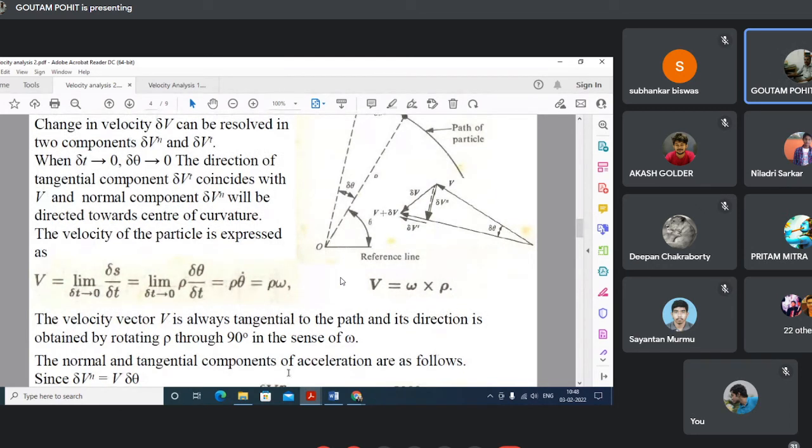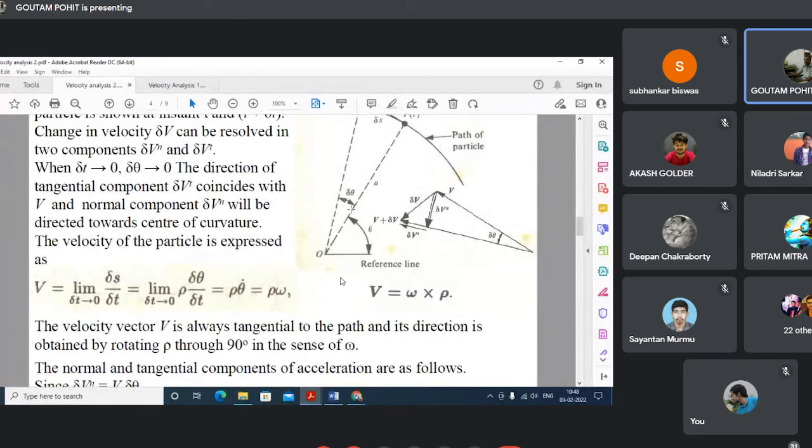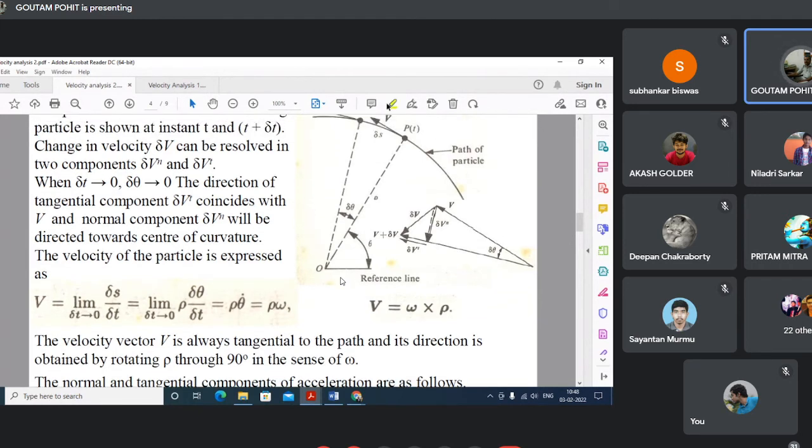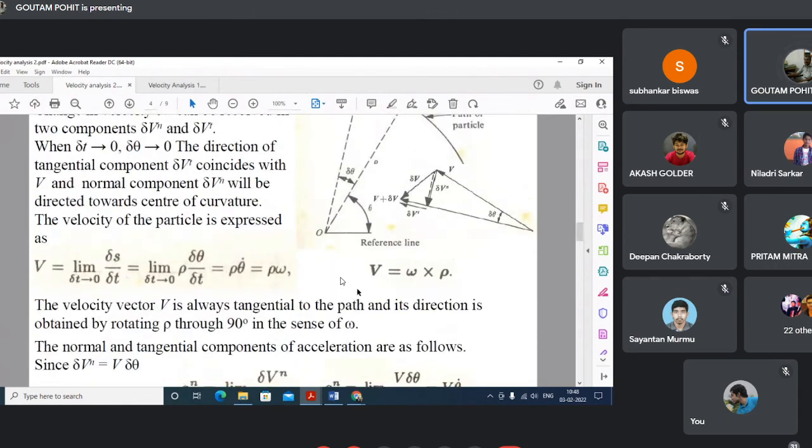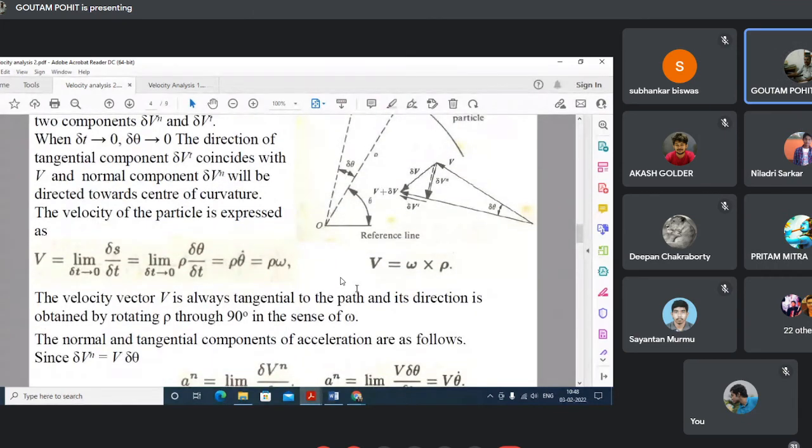Now, the velocity vector v is always tangential to the path, and its direction is obtained by rotating rho through 90 degrees in the sense of omega. If I rotate rho in the sense of omega by 90 degrees, that means along this direction, that will give the direction of v. Okay, this all we know. Now, what will the normal and tangential components of acceleration be?